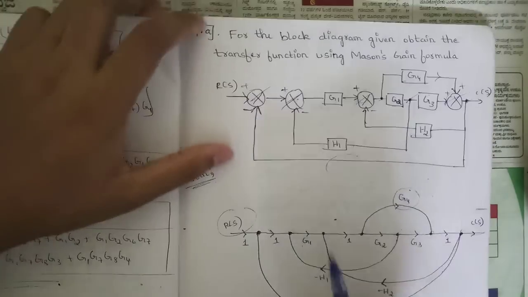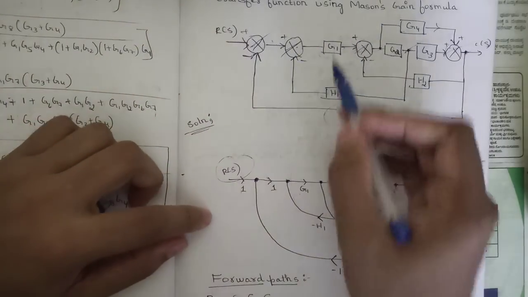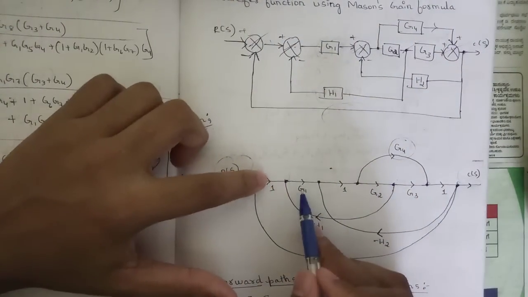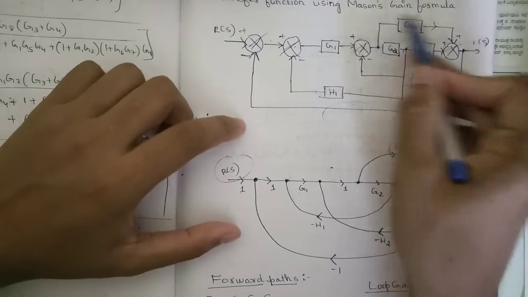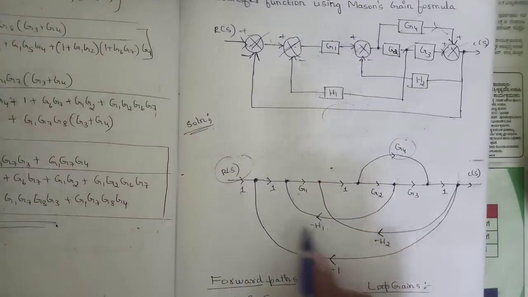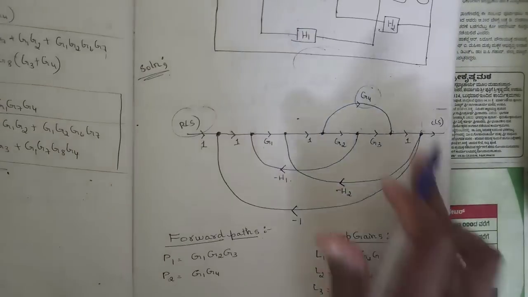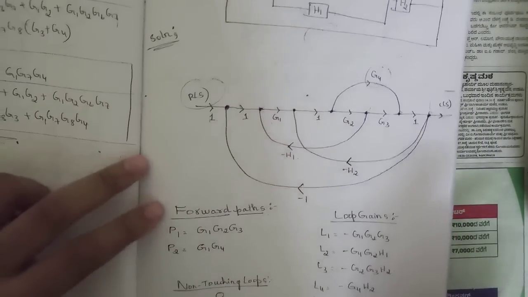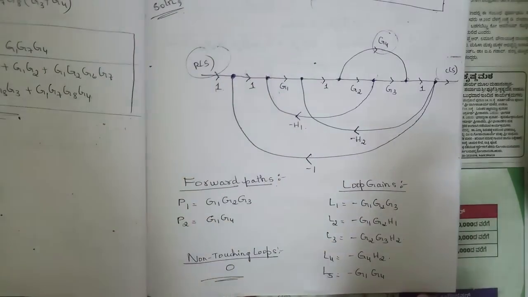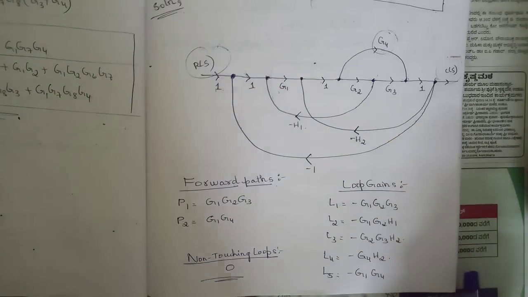Whenever we don't have any block here, we should be considering it as unity, that is 1, and for all the other terms, wherever we have any block between these two summing points, I have represented it by G1. So here I have represented it as G4, H1, H2, minus H1, minus H2 respectively. Okay, so in this way we should be constructing the signal flow graph. So now the same thing, all the forward paths, loops and all the non-touching loops taken 2 at a time, 3 at a time, we should be computing in Mason's gain formula.